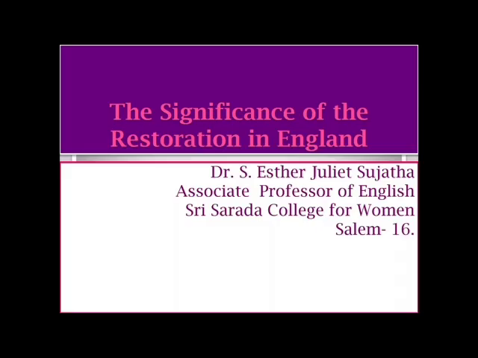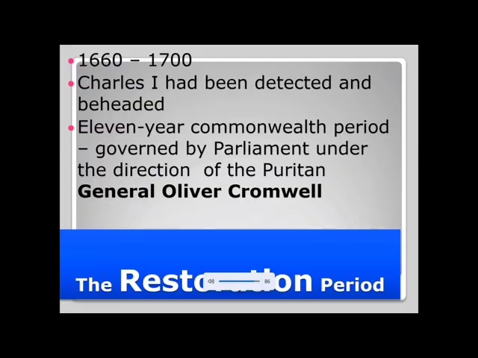In this video, we are going to see the significance of the Restoration in England. The Restoration period starts from 1660 to 1700. Charles I had been deposed and beheaded in England. So then England was ruled by General Oliver Cromwell. He ruled England for 11 years. This period is known as the Commonwealth period.